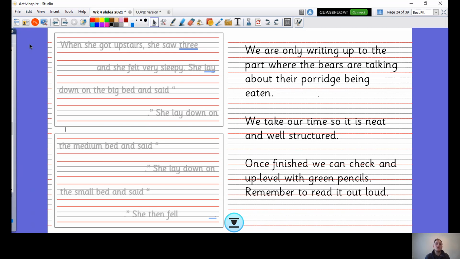And next week, we're going to be moving on to our new unit. We're going to be looking at poetry.